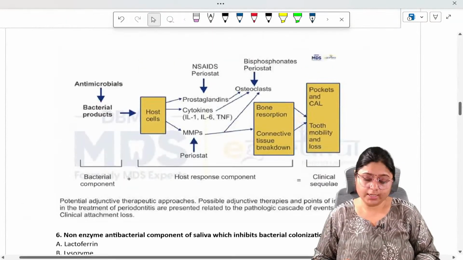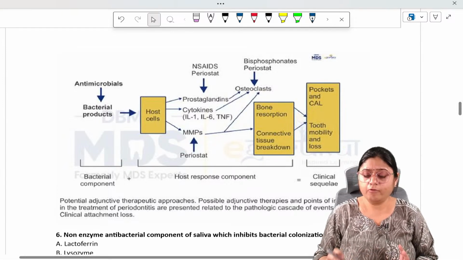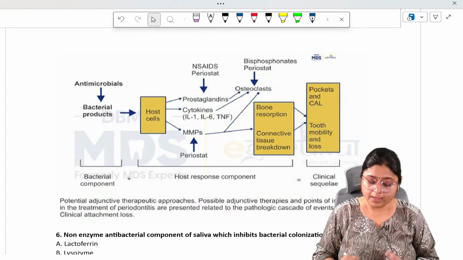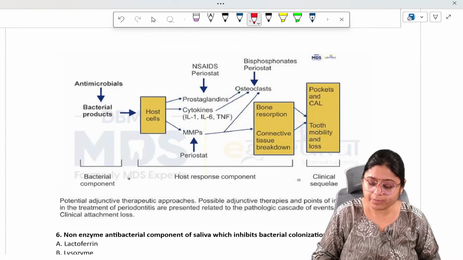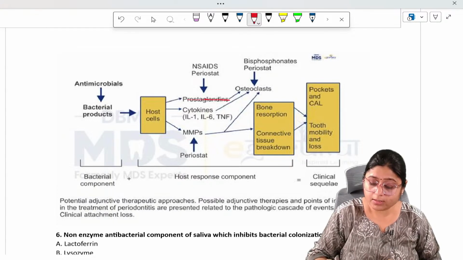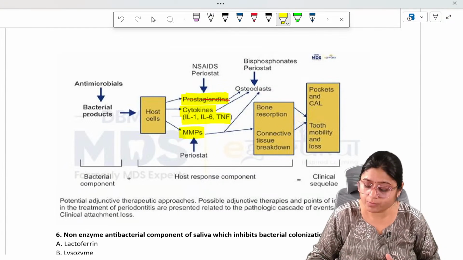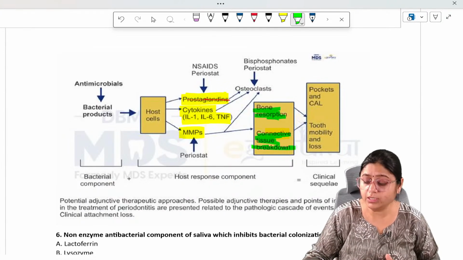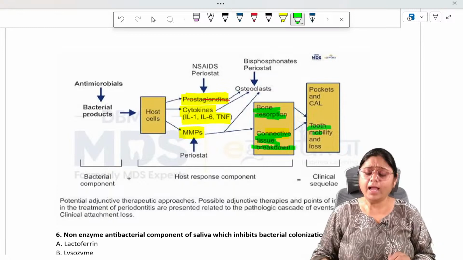Now, the next question, guys. This is just a picture to give you a brief idea of how host modulation therapy works. Here, the bacteria attack the host cells. The host cells produce prostaglandins, cytokines, and MMPs, which are responsible for inflammation, connective tissue breakdown and bone resorption, which further leads to pocket formation and clinical attachment loss, also tooth mobility and tooth loss.